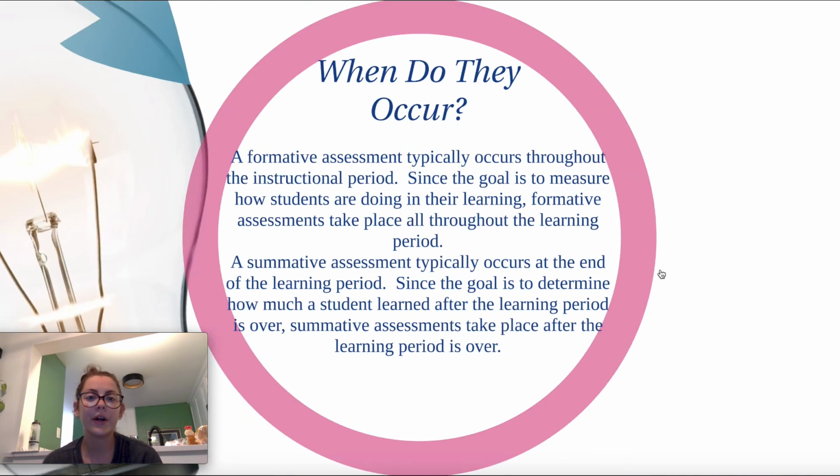When do they occur? A formative assessment typically occurs throughout the instructional period. Because the goal is to measure how the students are doing in their learning, formative assessment takes place all throughout the learning period. On the other hand, a summative assessment typically occurs at the end of a learning period. Since the goal is to determine how much a student learned after the learning period is over, summative assessments take place after the learning period is over.